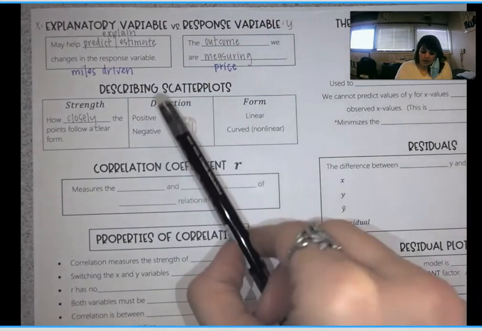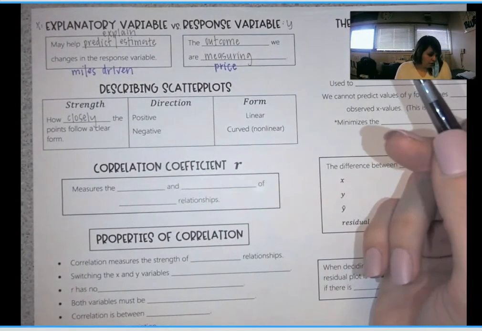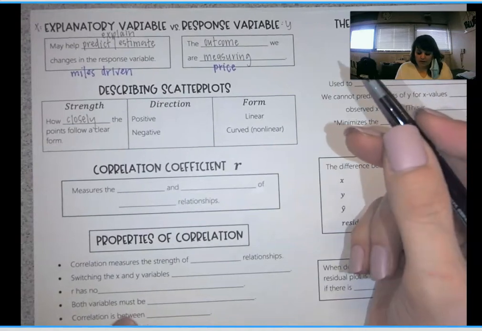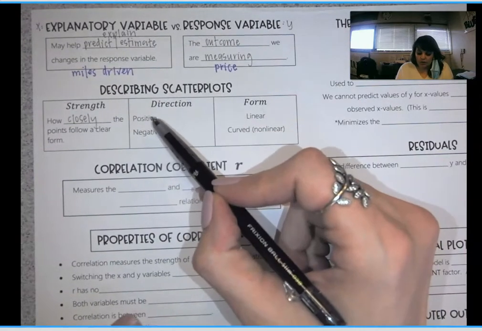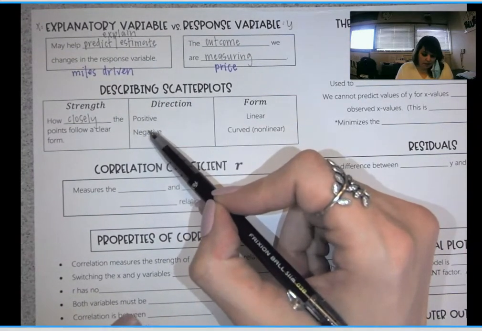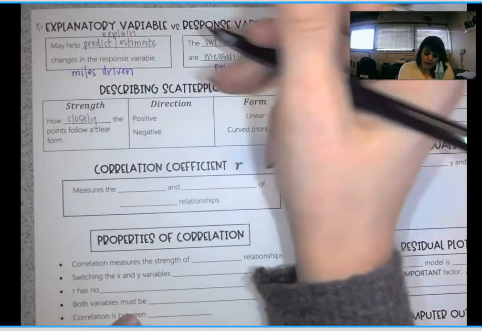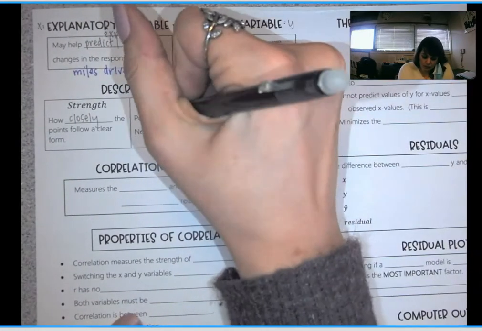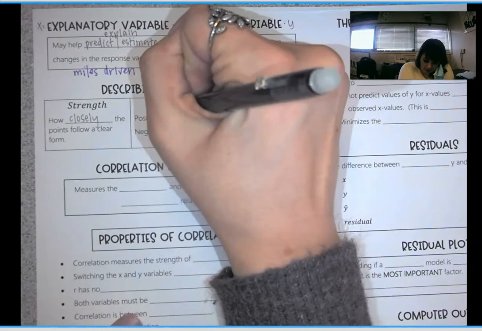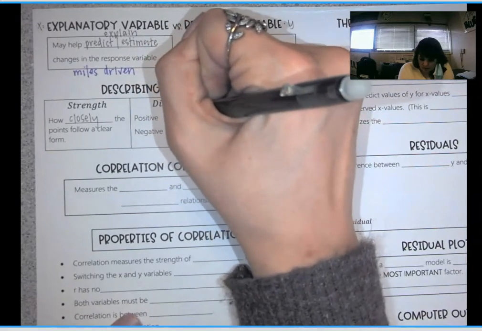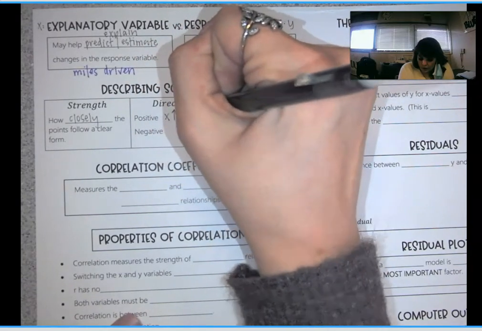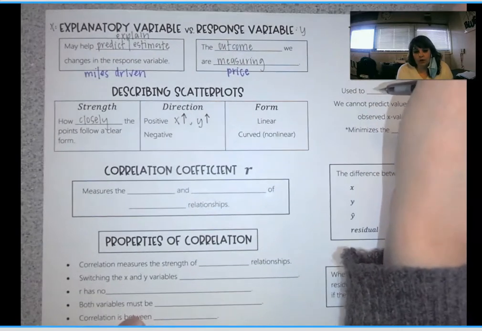Okay, so next up would be direction. Remember that this is described using the words positive or negative. A positive relationship is when x increases and y also increases. So both are increasing.